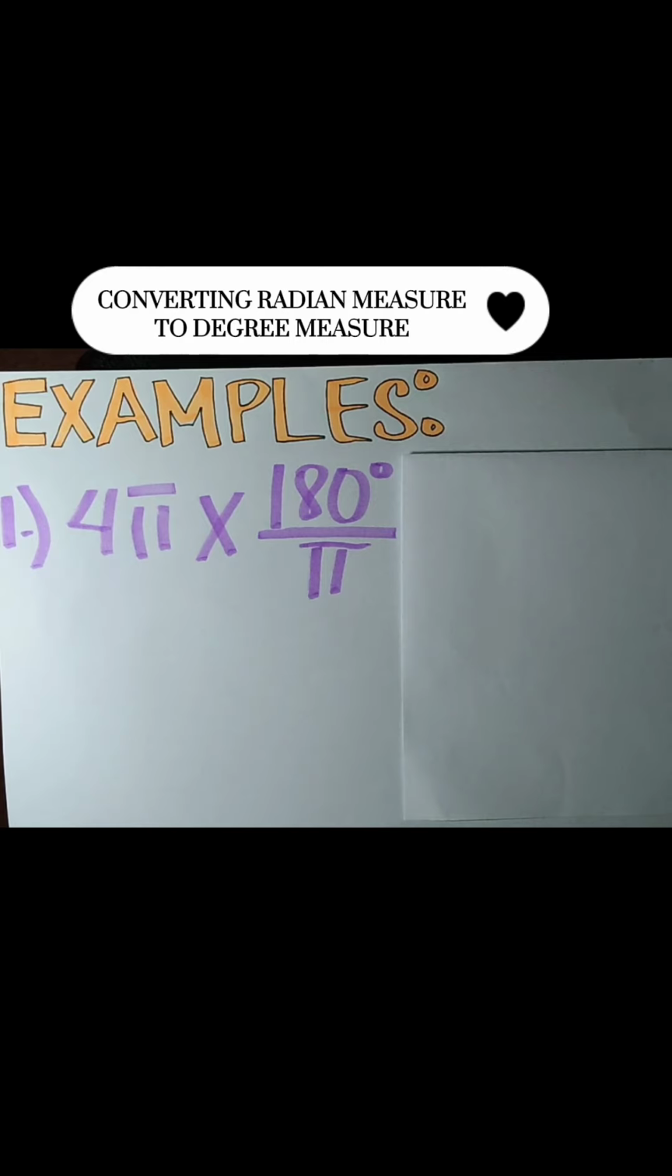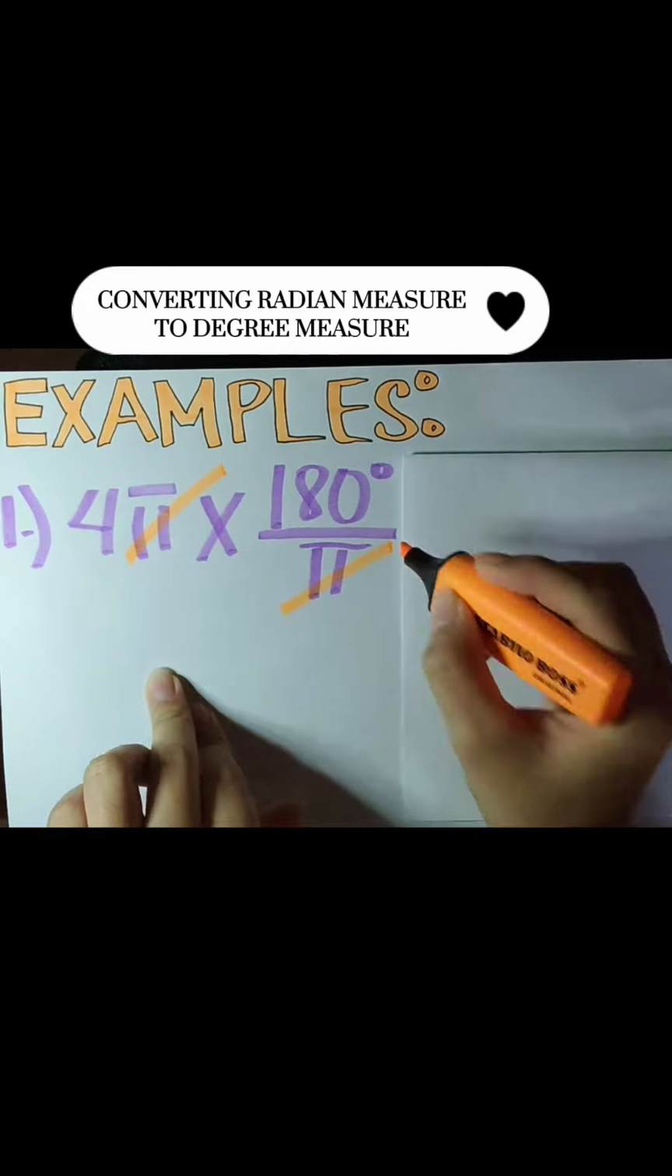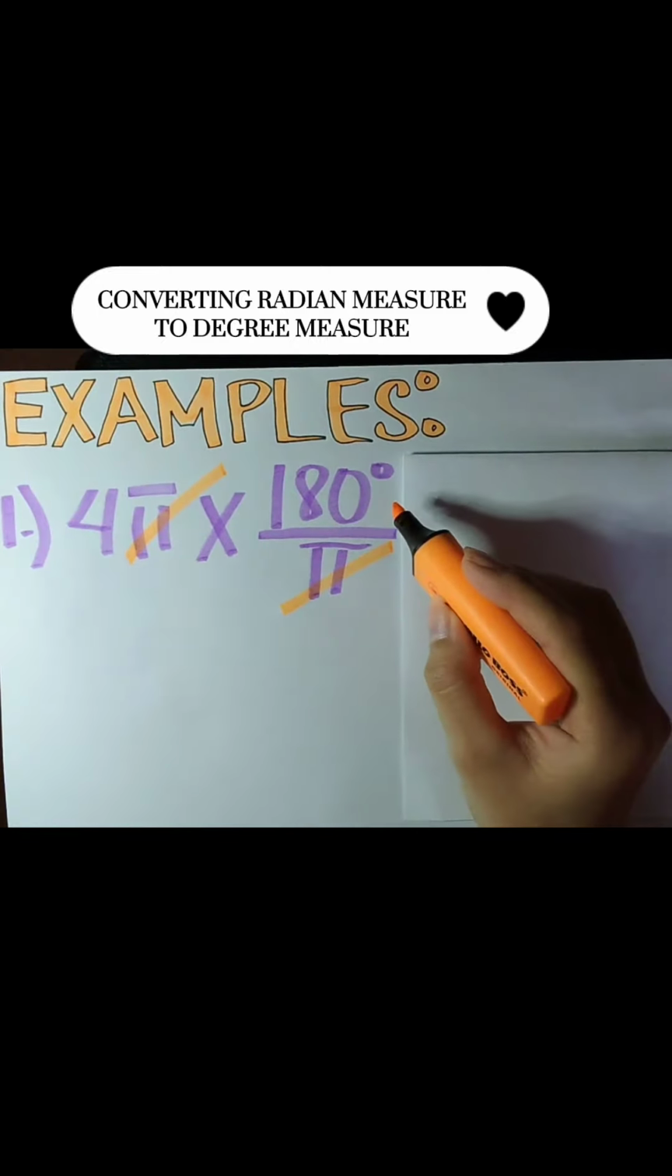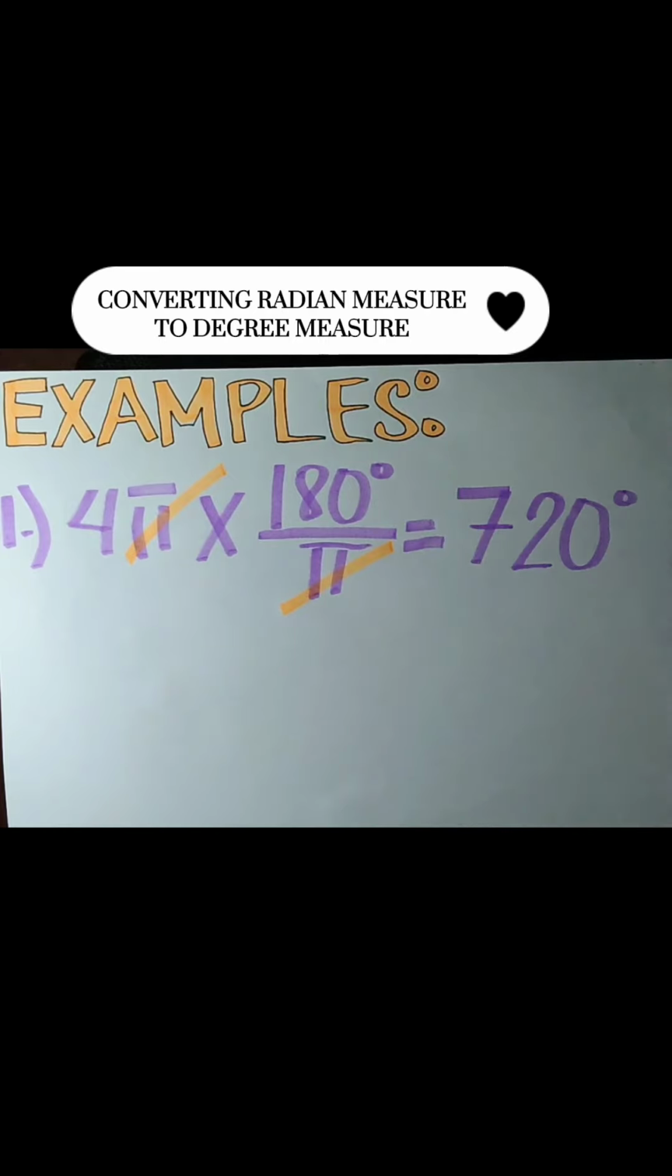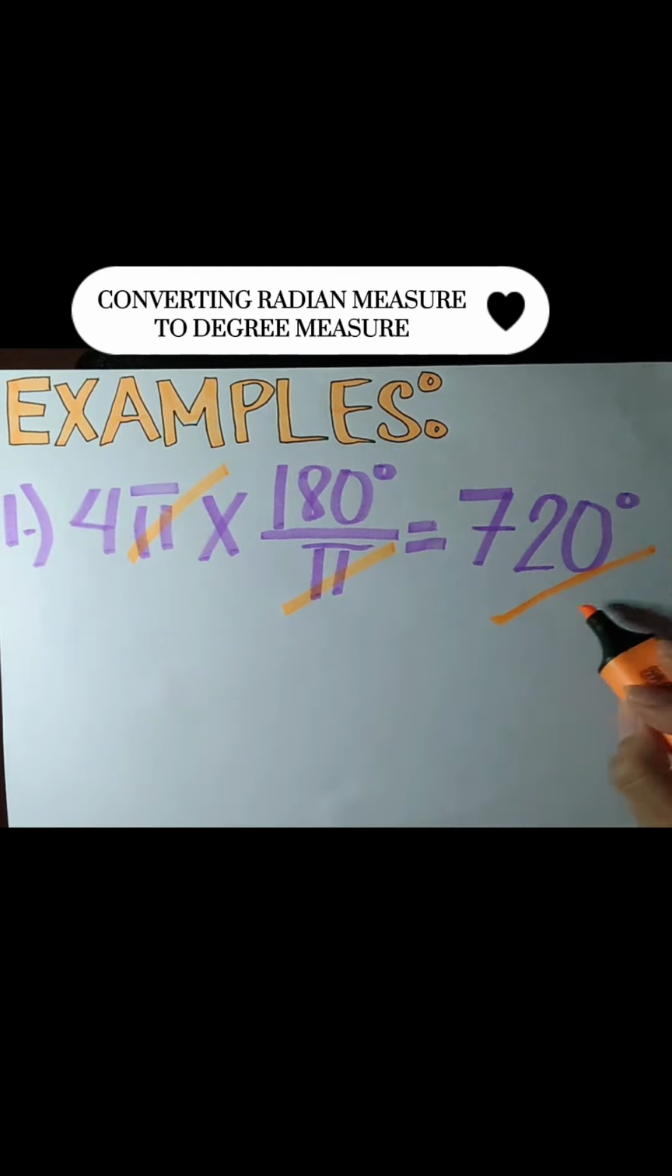So let's proceed to converting radians to degrees. To convert from radians to degrees, multiply the number of radians by 180 degrees over pi, then simplify. Our first example is 4 pi. We're going to multiply it by 180 degrees over pi. So we're going to cancel the pi. The only ones left are 4 and 180 degrees. We're going to multiply it. 4 times 180 degrees is equal to 720 degrees. So this is our answer.